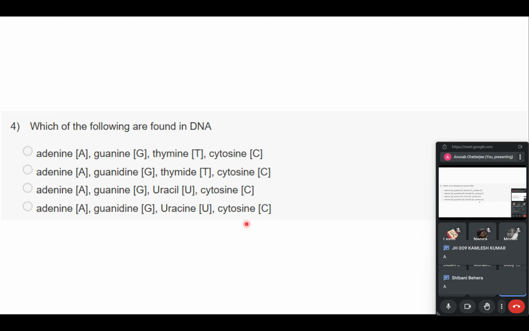Jagruti, Lakshmi Priya, Aruna say A. Trupti, Mona Lisa, Shanti Priya also say A. Priyanka, Shraddhanjali, Namrata also say A. Sunita, Bigyan, Kamlesh, Shibani, and the final person is again Shibani. All of them say A. So everyone seems to have been paying attention with hawk's eyes. So you all say that it is adenine, guanine, thymine and cytosine.